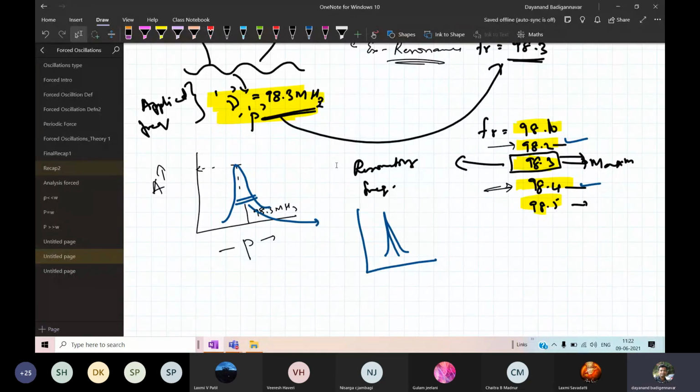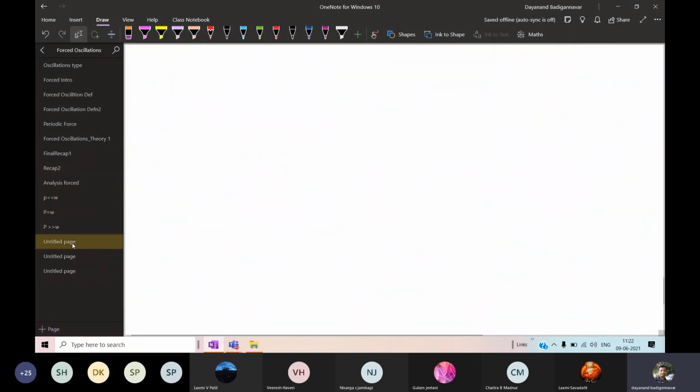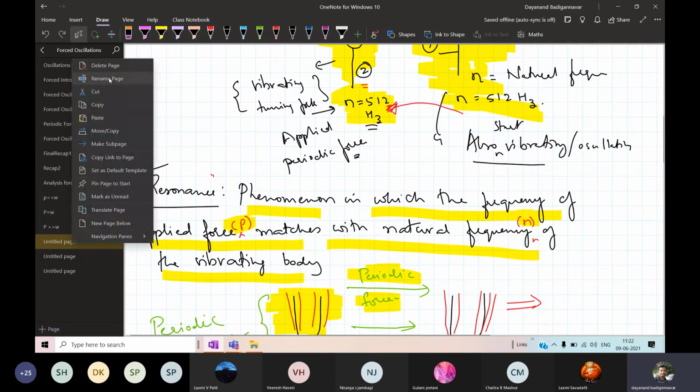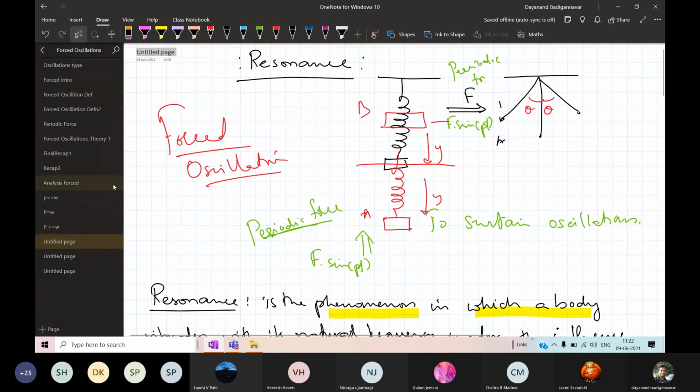Hello, any other example of resonance, tell me. I have told the radio system, you tell me which resonance you learned. One example, tell me. Hello, any one of the students, you can give me an example of resonance.